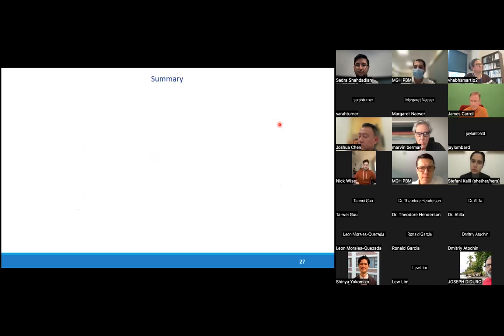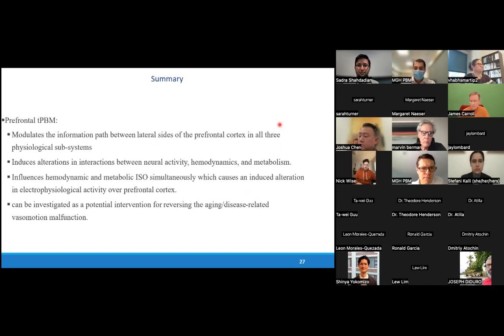As a summary, we can say that prefrontal tPBM modulates the information path between lateral sides of the prefrontal cortex in all three physiological subsystems. It also induces alterations in interactions between neural activity, hemodynamics, and metabolism. Also, tPBM influences hemodynamic and metabolic infraslow oscillations simultaneously, which causes an induced alteration in electrophysiological activity over prefrontal cortex. And it can be investigated as a potential intervention for reversing the aging or disease-related vasomotion malfunction.